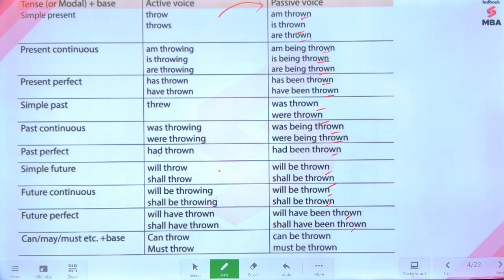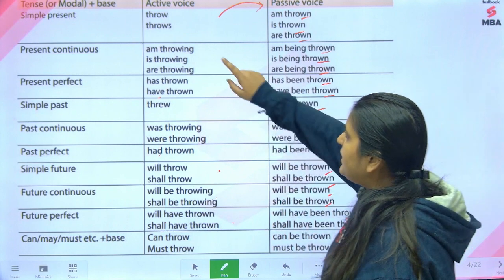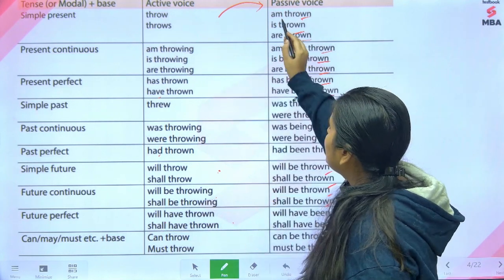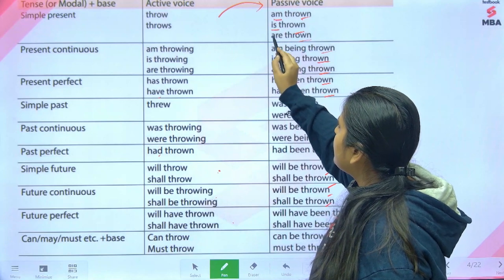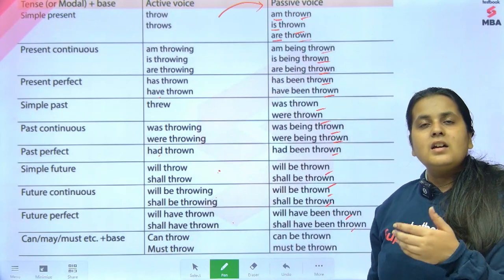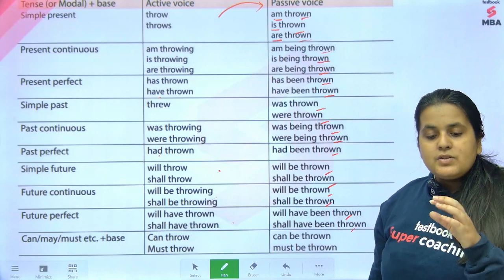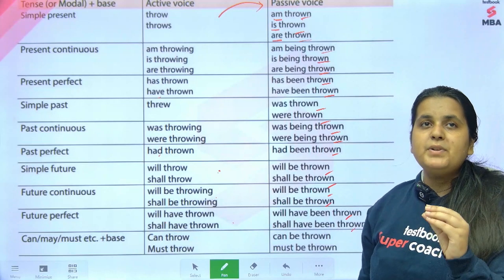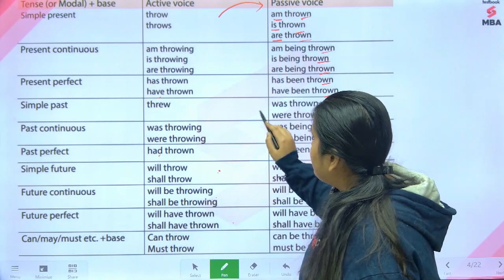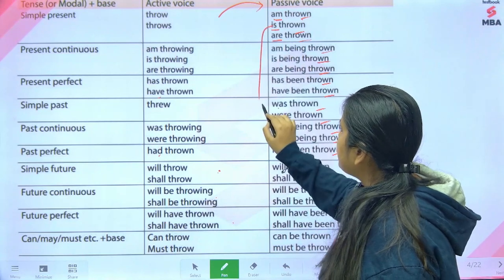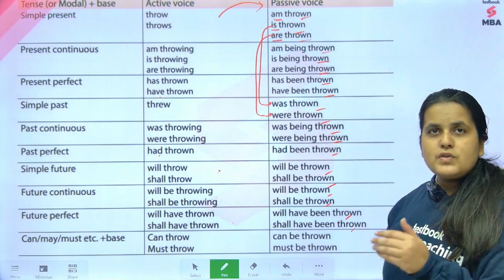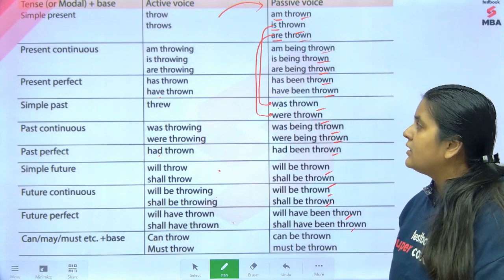Okay, now what are the other changes that come in? Simple present hai, so it will become am thrown, is thrown or are thrown. Is, are, I for am, I am. So this will become simple present form in passive voice. अब अगर आप simple past की बात करें तो is क्या हो जाता है? Was, are क्या हो जाता है? Were. So was thrown, were thrown.